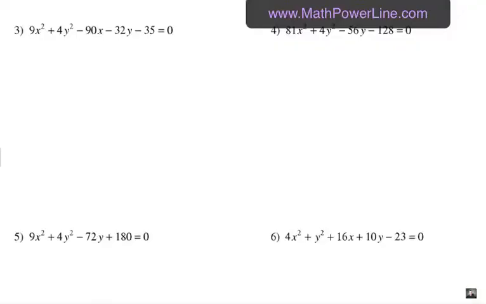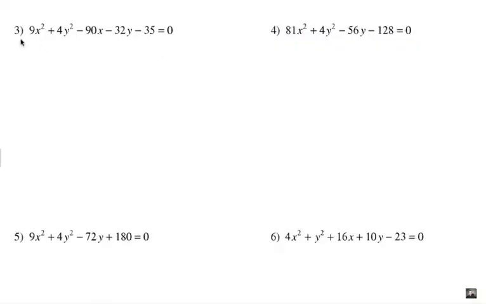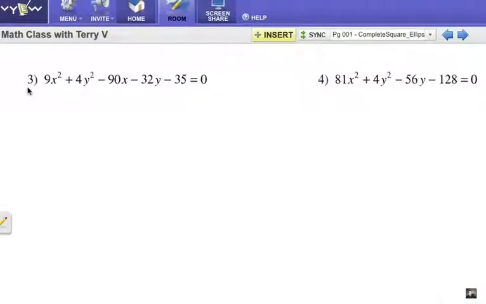So what we're going to do now is I'm going to have you try two equations right here, numbers 3 and 4, and I want you to rewrite these in standard form. All right, that will give us, for an ellipse, the center and the a and the b amounts, which indicate how wide and how tall the ellipse is.